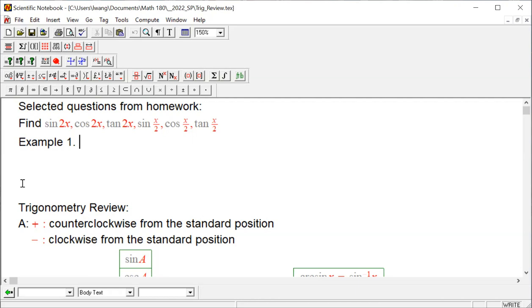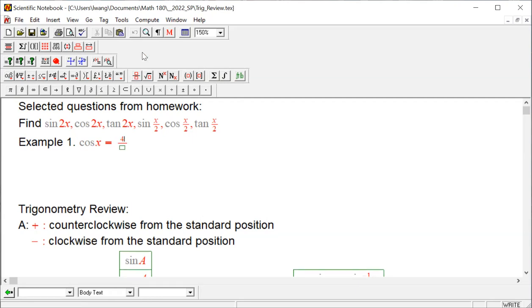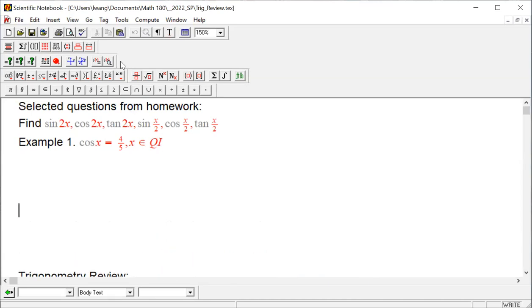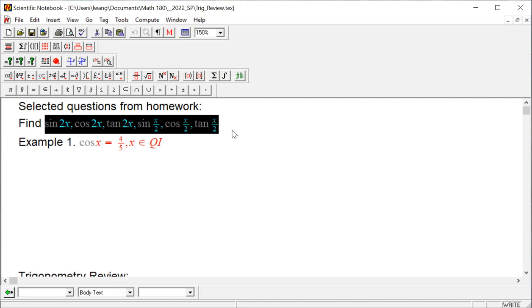We did sine in the class, so maybe I would try cosine. Cosine x is equal to 4/5, and we're told x terminates in the first quadrant. All right, so how do we find sine 2x, cosine 2x, tangent 2x, sine half of x, cosine half of x, and tangent half of x?